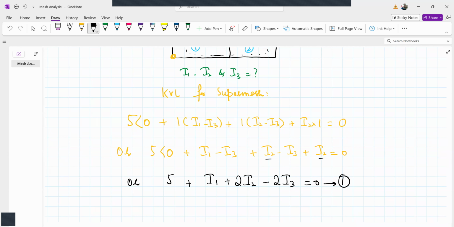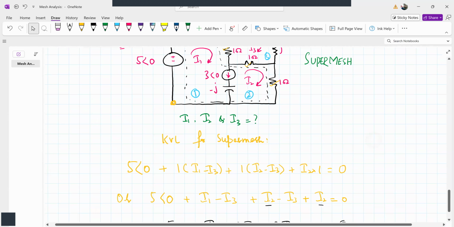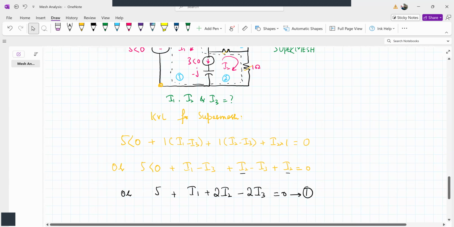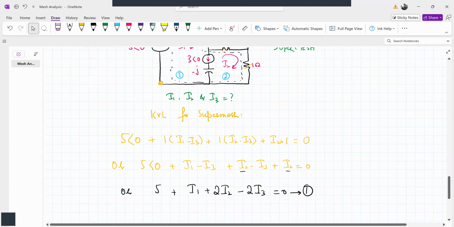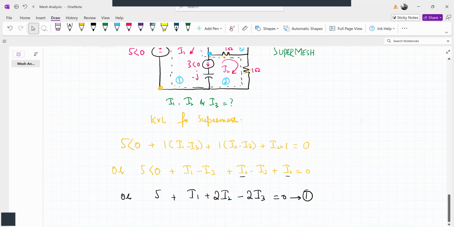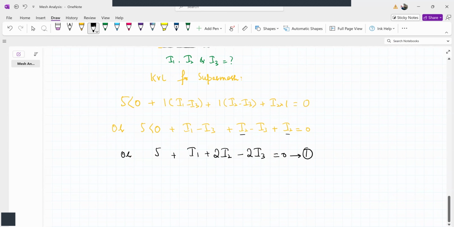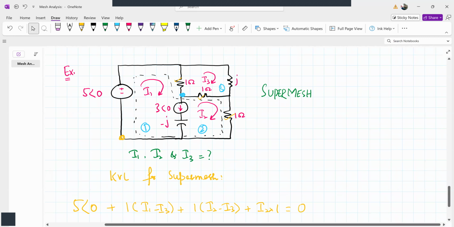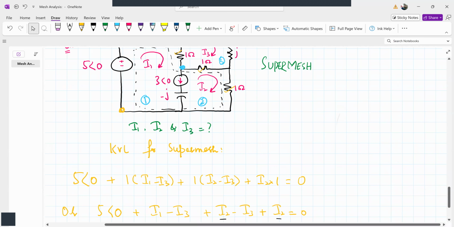Okay, now we'll write the KVL for mesh 3. So we have written the KVL for super mesh. Now we'll write the KVL for mesh 3. Let's suppose we start with this point and move in this clockwise direction in this mesh. First of all, we have a 1 ohm resistor and the current will be I3 minus I1. Why I3 minus I1? Because we are in mesh 3, so we'll consider I3 minus I1.